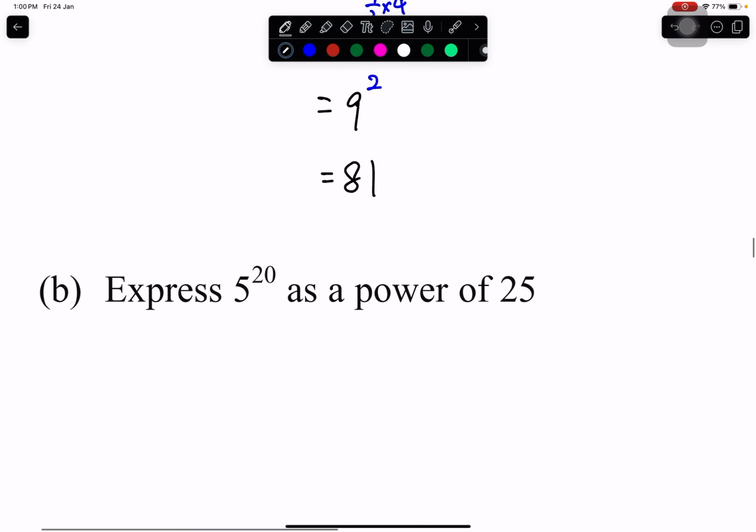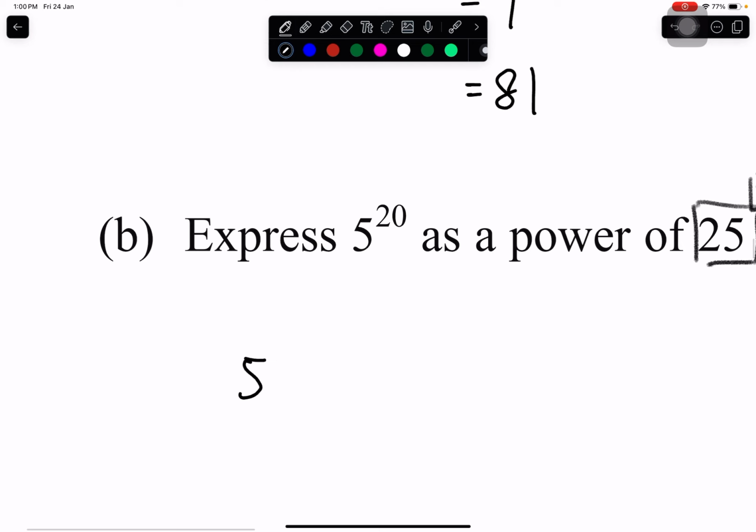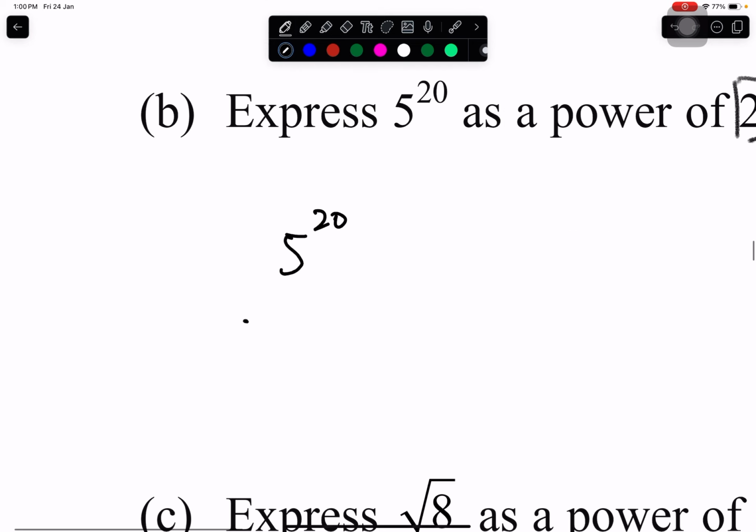That's it. Okay, express that as a power of 25. That means they want to see 25 as a base, and then the exponent is another number. So how can we break it up? We know that 25 is going to be 5 squared, right? So let's break down the 20 into two parts that contain the 2, so that it's a reverse process of the power of the power.